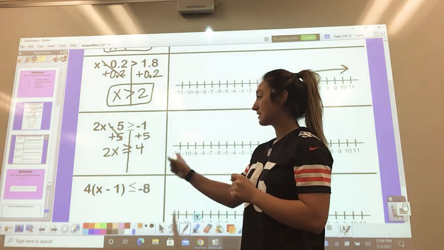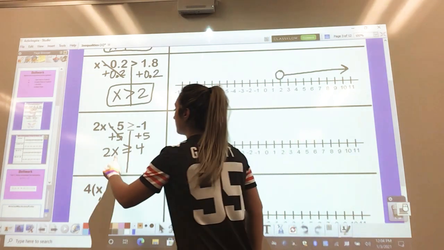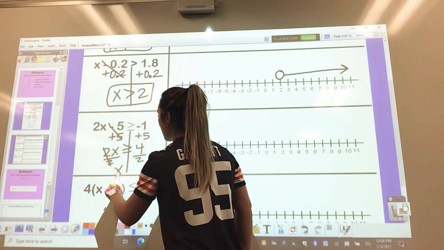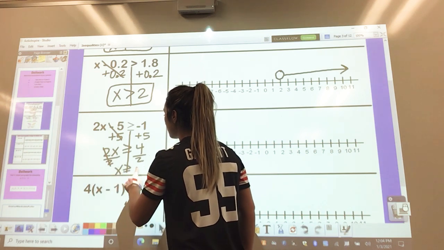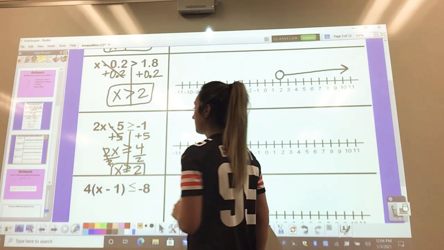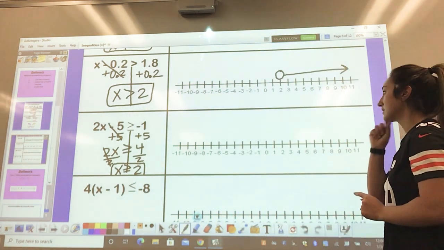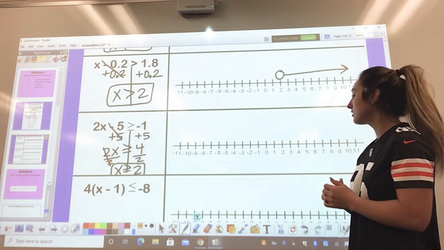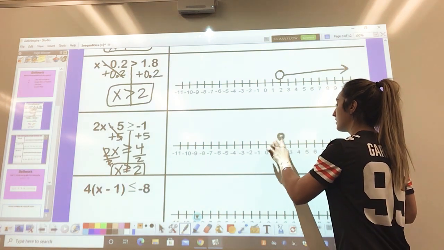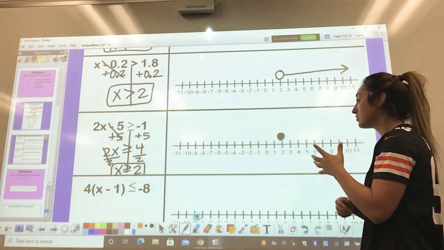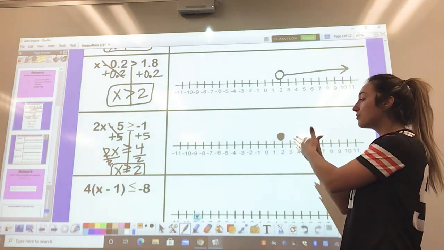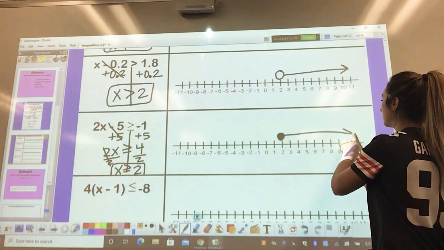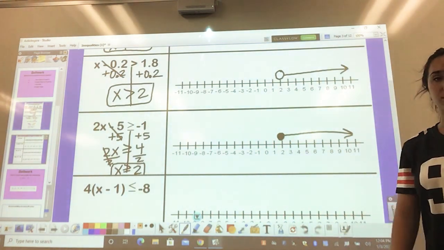And then lastly, x is being multiplied by 2. So to undo that, we want to divide both sides by 2. So we're left with x is greater than or equal to 2. So again, we're at 2, but now since it's greater than or equal to 2, we're going to put a closed circle. Because x could also equal 2, we want to put a closed circle showing that we're including that number of 2. And again, greater than or equal to, these are the numbers greater than, to the right.